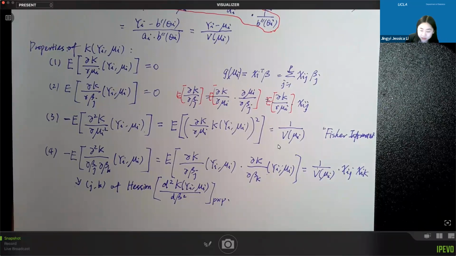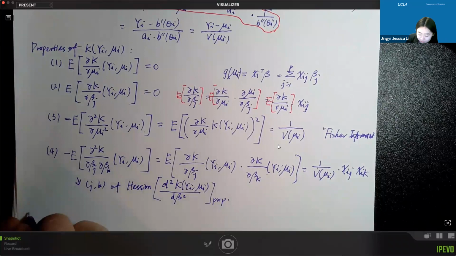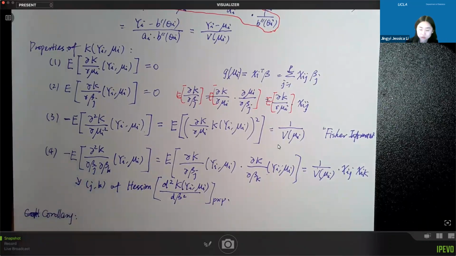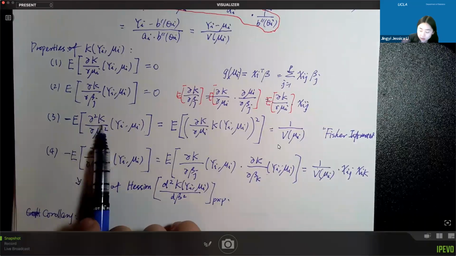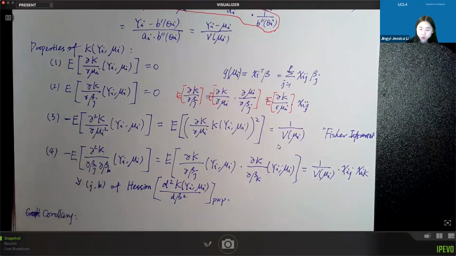Okay, and also something interesting to know is this. I will give this corollary. Yeah, I'm not going to show how the properties are derived. The details are in the notes. You can check it out yourself. So the corollary is this. If we encode the Fisher information using the quasi likelihood, the quasi-Fisher information is no bigger than the actual Fisher information. So what I mean is this.